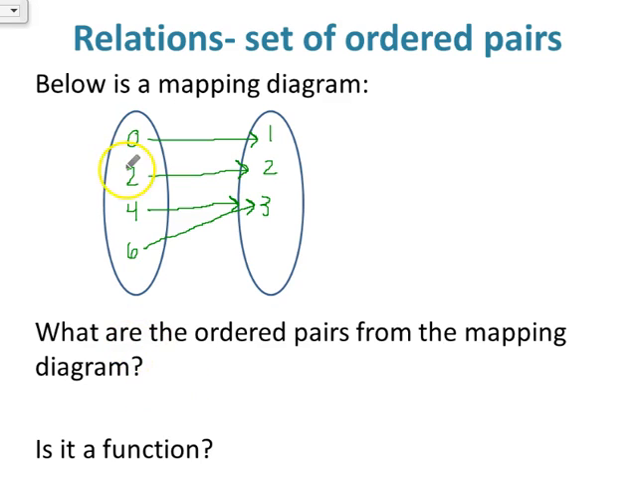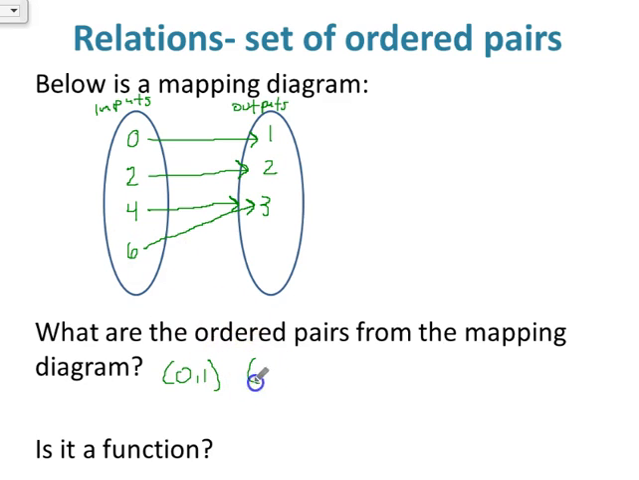What are the ordered pairs? So always start with your input, because your inputs are always going to be your x values. Start with the first one. What is that first number? What is it pointing to? 0 is pointing to 1. So that means our ordered pair would be 0, 1.